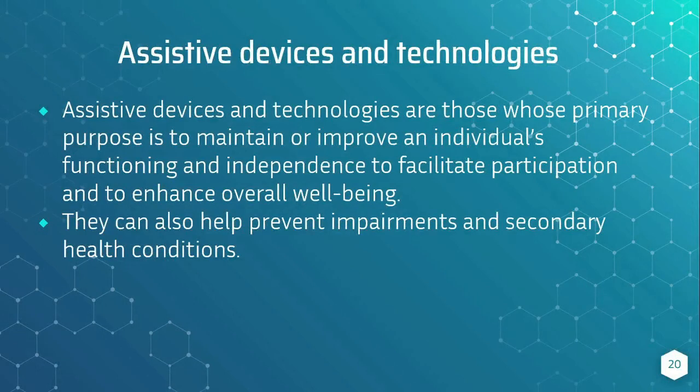Assistive devices and technologies. Assistive devices and technologies are those whose primary purpose is to maintain or improve an individual's functioning and independence to facilitate participation and to enhance overall well-being. They can also help prevent impairments and secondary health conditions. Some examples of assistive technologies are mobility aids such as wheelchairs, scooters, walkers, canes, crutches, prosthetic devices, and orthotic devices.